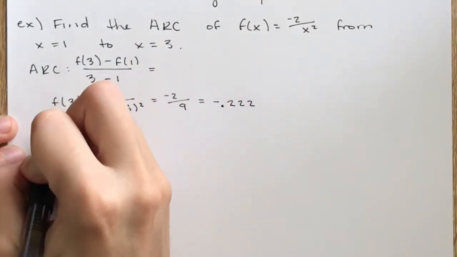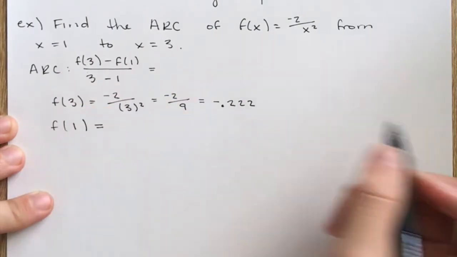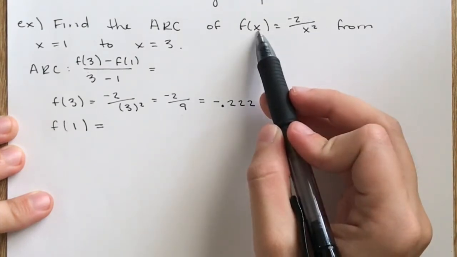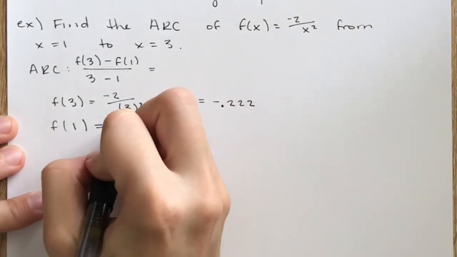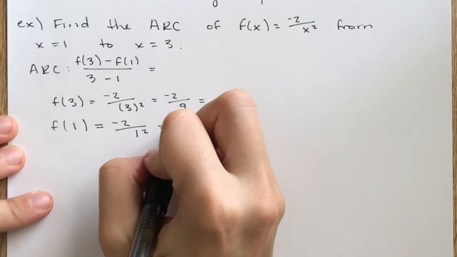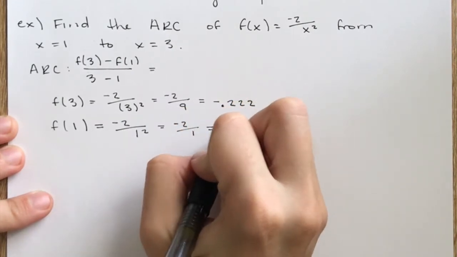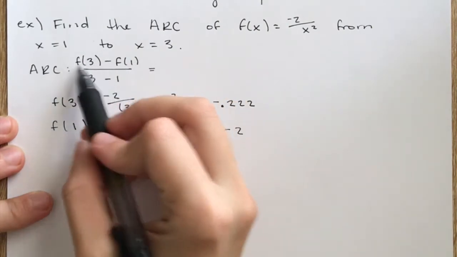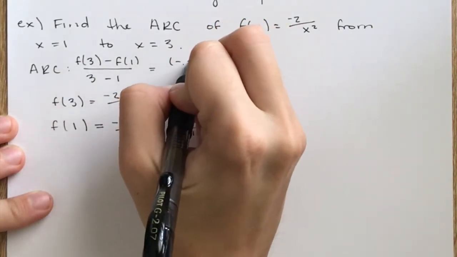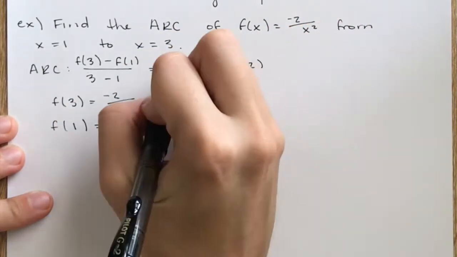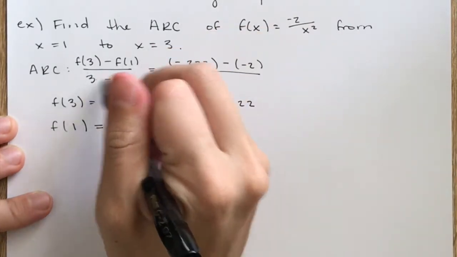Now we need f of 1. What is f of 1? Again, we've replaced x with 1, so we have negative 2 over 1 squared. We end up with negative 2 over 1, or just negative 2. All right, so we know what f of 3 and f of 1 are, so let's plug them in. We've got f of 3, which is negative 0.222, minus f of 1, which is negative 2, divided by 3 minus 1.